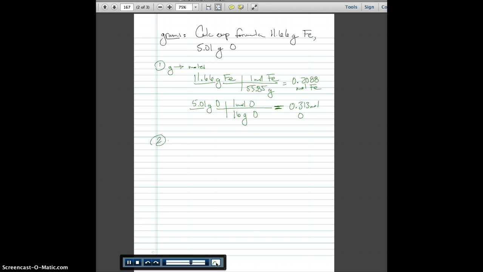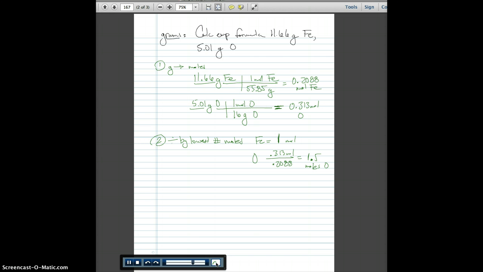Number 2, now we're going to divide by our lowest number of moles. You should be able to see easily that iron is the lowest number of moles at 0.2088. We already know that if we divide iron by itself, we're going to get the ratio of 1 mole of iron, so I won't do that. And then for the oxygen, 0.313 moles divided by 0.2088 moles, and I come out with an answer right about 1.5 moles.